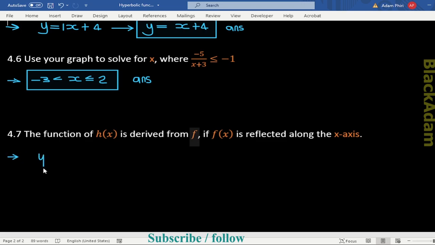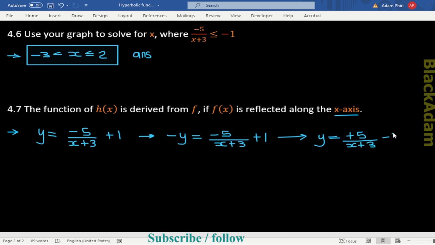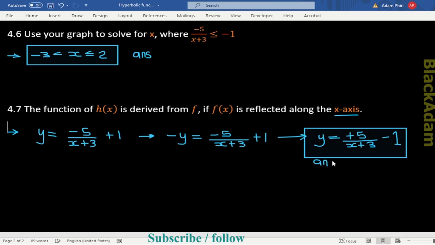We need to derive, reflect in the y-axis on the f, so giving us h of x. So that means that is our equation plus 1. So y-axis, which means we negate, we make the y to be negative, and then the rest is positive, so to have the x-axis reflected, and then plus 1. So we multiply both sides by negative 1, giving us positive y equals positive 5 over x plus 3 minus 1. Alright, so from there what we do, that's our answer.